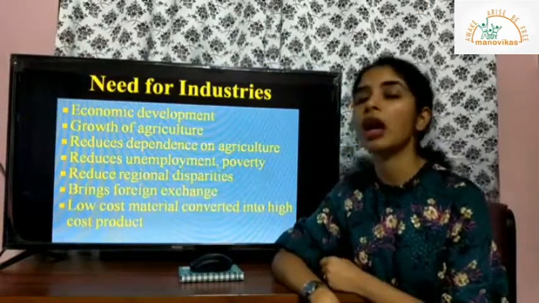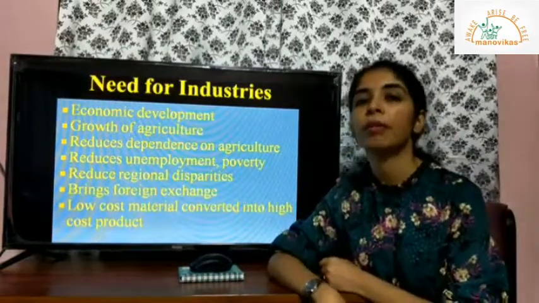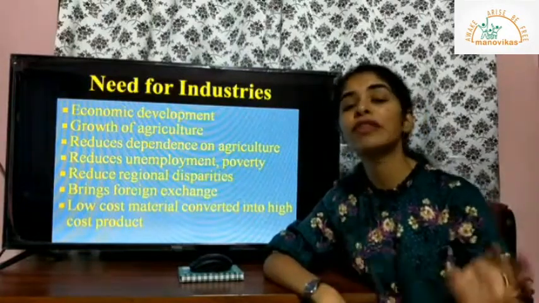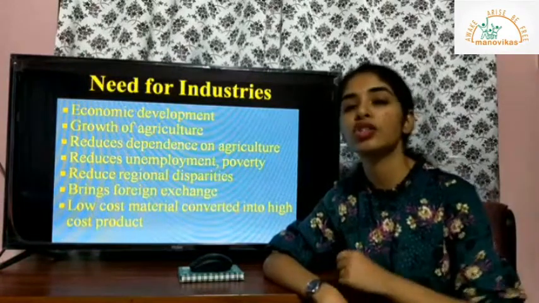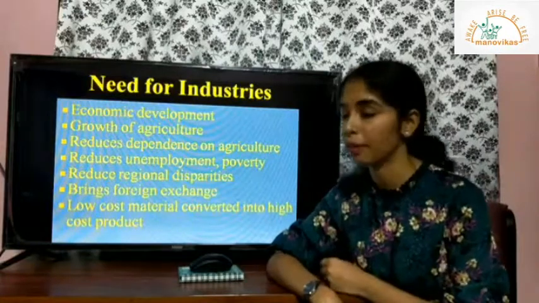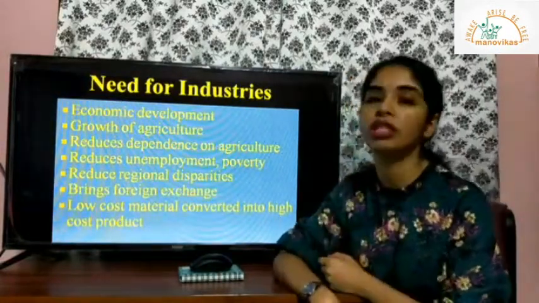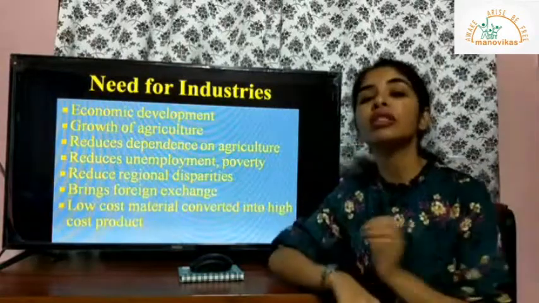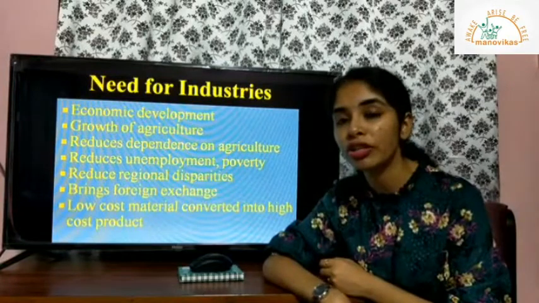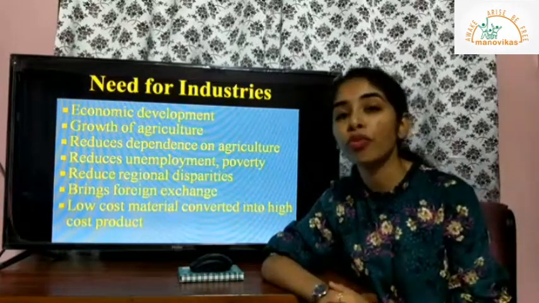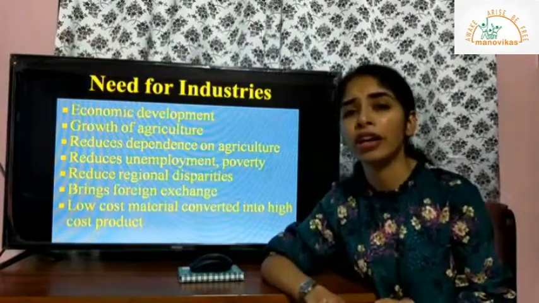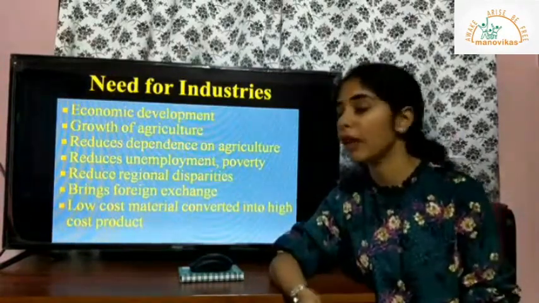Then it reduces unemployment and poverty, because industries provide employment to different people from different sectors of the society, isn't it? So when people get employment, they get income, and again it helps them. Then it reduces regional disparities. When industries come up at a particular place, electricity also comes in that particular region, roads also start improving, water supply is introduced. Okay, like this, a backward area slowly starts developing.